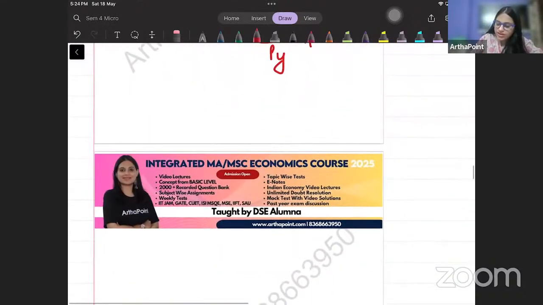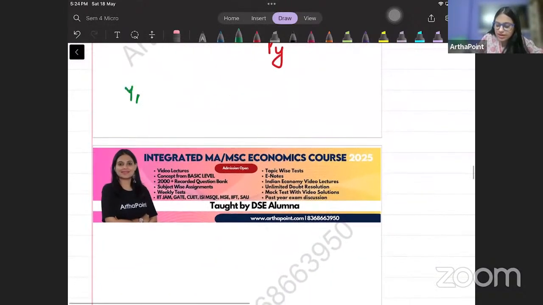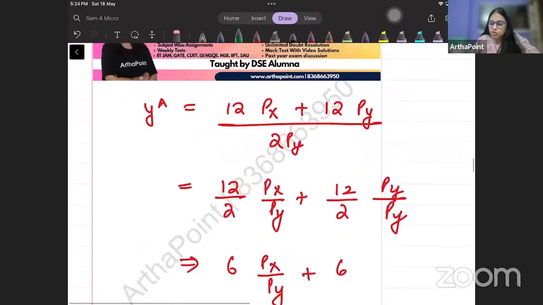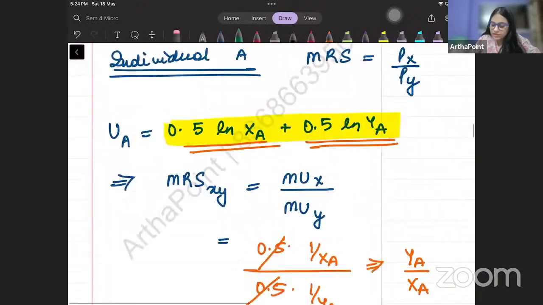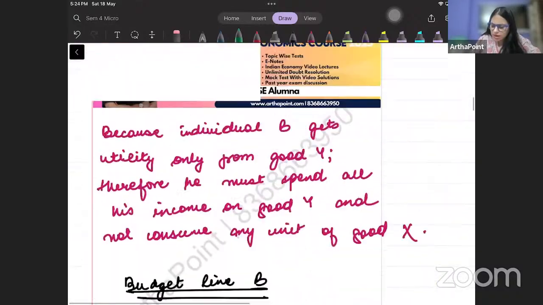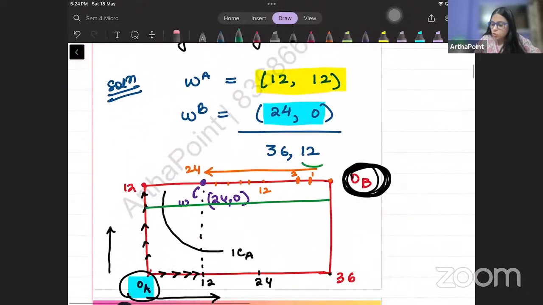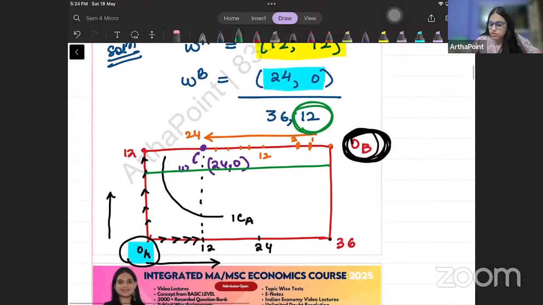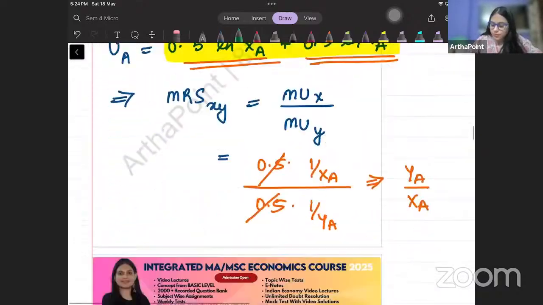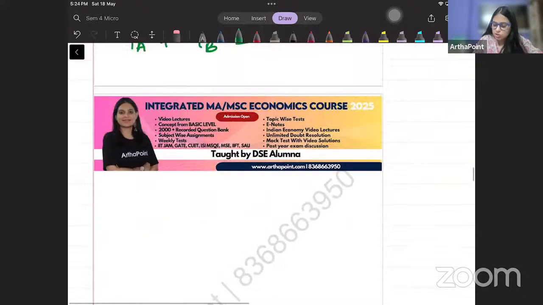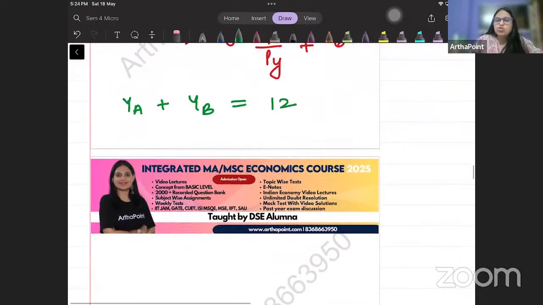So we want to say that whatever individual A demands and whatever B demands must be equal to the total Y available in the market. And how much Y is available in the market, beta? That is the total endowment. So if we go back, the total Y available in the market is 12 units. So if I say that what individual A consumes plus B consumes should be equal to total supply, and supply is 12 units.